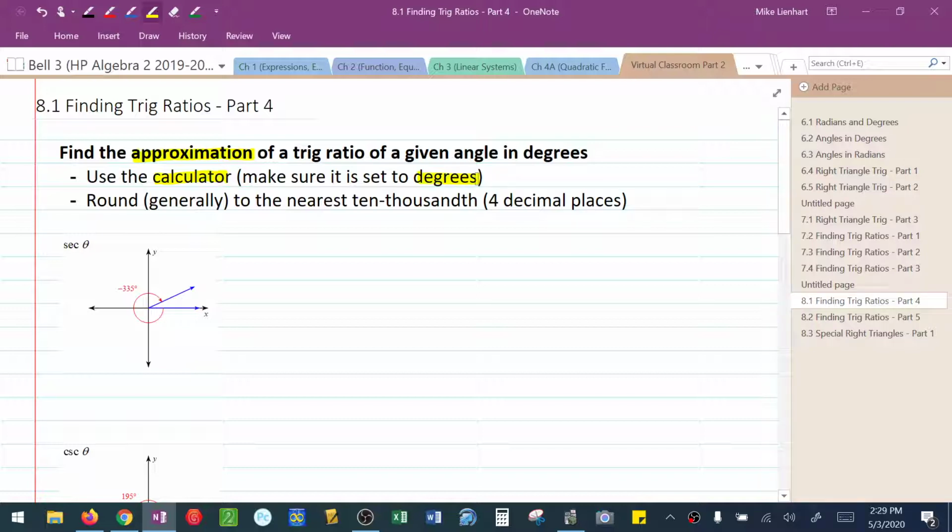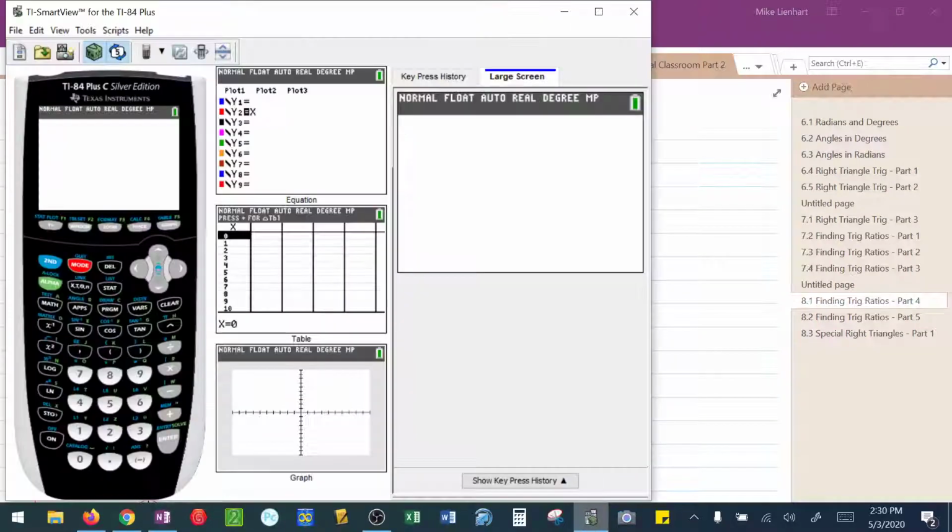If it's set in one of the other modes, radians or something else, it's not going to work, and we're going to get different answers. Generally speaking, you're going to round to the nearest 10,000th, which is 4 decimal places. Sometimes you may see it rounding a little bit less. The key to doing these approximations is we only have 3 buttons on our calculator. So if I look at my calculator here, I've got the sine button, the cosine button, and the tangent button.